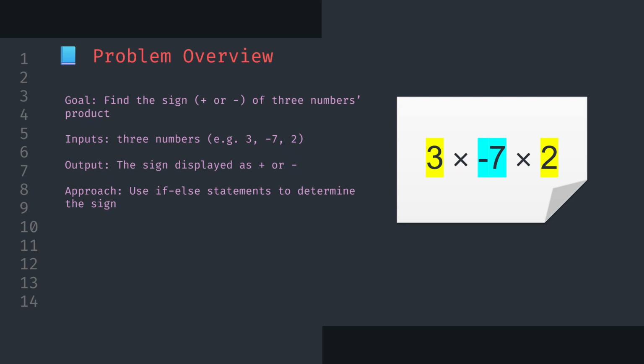Given three numbers, we want to determine whether their product is positive or negative. We'll analyze the signs of the numbers and display the results accordingly. This is useful in understanding how signs interact in multiplication. Let's look at the JavaScript code.